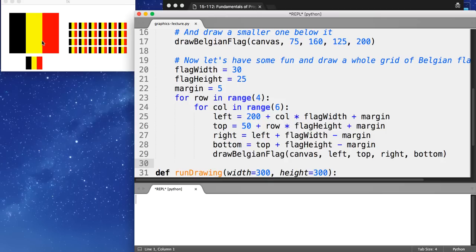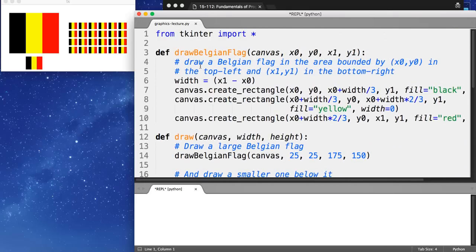and over again, it begs the obvious question, how do we do it in a helper function that we call repeatedly? That's an important approach to any problem solving, and it's one of the most important things you learn in 112 is how to break problems down into subproblems and then write helper functions that correspond to those subproblems. So we're going to have a helper function for drawing a Belgian flag. In fact, we'll call it draw Belgian flag.